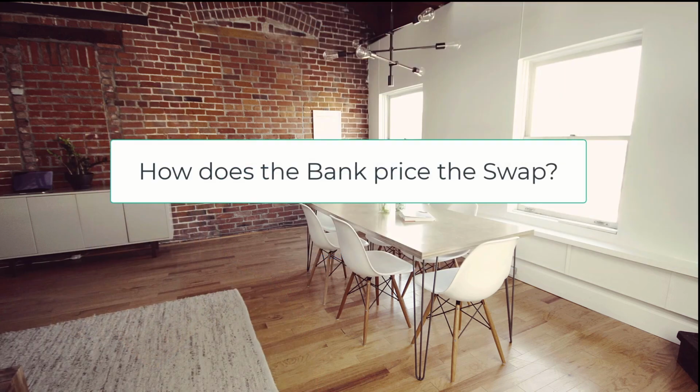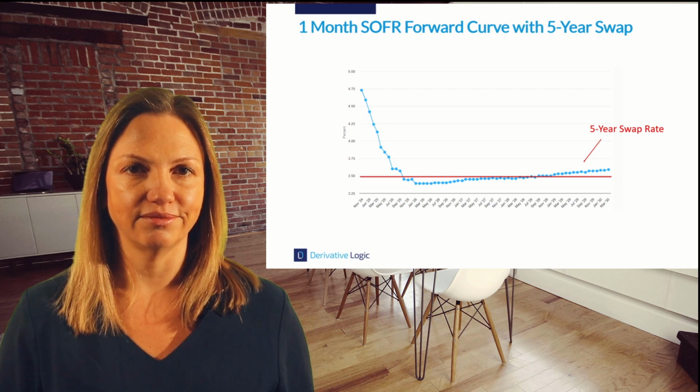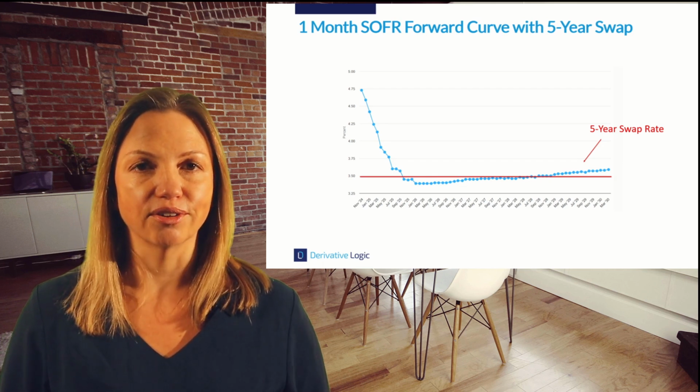How does the swap bank come up with the swap rate they agree to pay every month? The fixed rate is calculated using the SOFR forward curve. The forward curve is the market's projection of where SOFR will reset over time based on SOFR's futures contracts, which are traded in a futures exchange. This is the 1 month SOFR forward curve for the next 5 years. The fixed swap rate is simply the average of those forward points over the 5-year term.